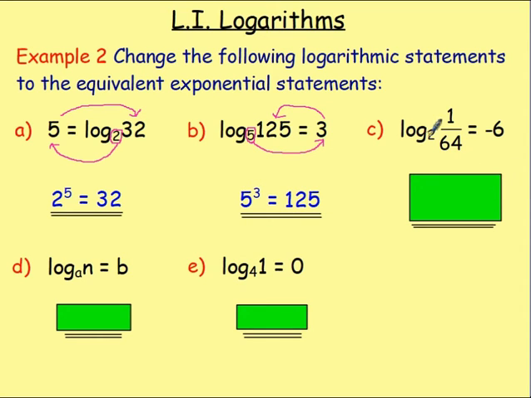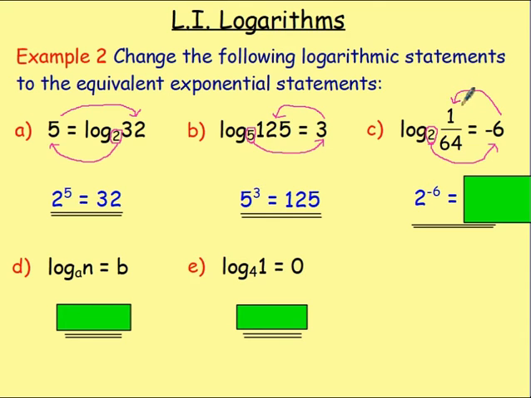Next one, log base 2 of 1 over 64 equals negative 6. Do the same thing again. What number is the base? What's it going to be? Good, it's going to be 2. We've got log base 2. If we're writing it in exponential form, it'll be 2 to the power of. Draw a line at the bottom to the other side. So it's negative 6. So 2 to the power of negative 6 equals, and draw a line at the top. We have 1 over 64. So we will have 1 over 64.